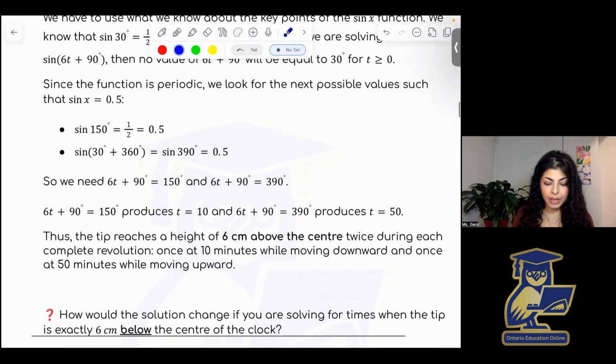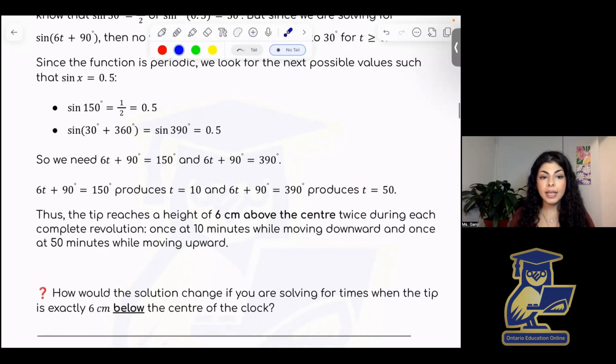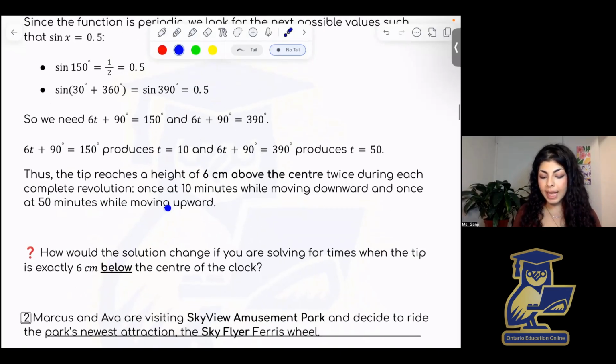So first, starting with the 150 degrees, we find that t is equal to 10. And for the 390 degrees, we find that t is equal to 50, which means that the tip of the minute hand reaches a height of 6 centimeters above the center twice during each rotation, during 1 hour: once at 10 minutes when it's moving downwards, and once at 50 minutes when it's moving upward.